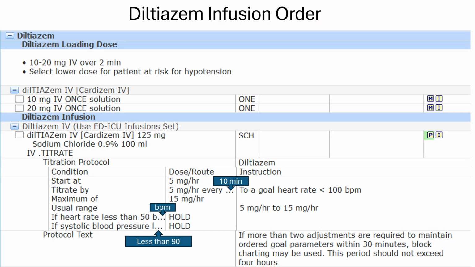So let's take a look together at this Cardizem order. If you look, the Cardizem is to start at 5 milligrams an hour and to be titrated by 5 milligrams an hour every 10 minutes to achieve a goal heart rate of less than 100 beats per minute. Our max is 15 milligrams an hour, and here it shows some cautions to hold the medication if our heart rate gets down to less than 50 or a systolic blood pressure of less than 90.